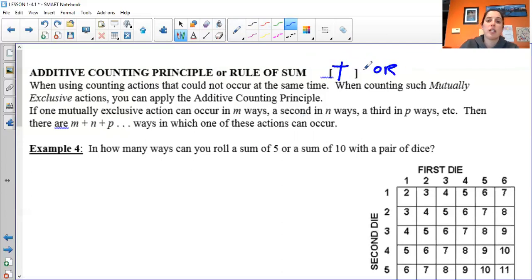So when counting actions that can't occur at the same time, they're called mutually exclusive, and you can apply the additive counting principle. If one mutually exclusive action can occur in m ways, a second in n ways, and a third in p ways, then there are m plus n plus p ways in which one of these actions can occur.